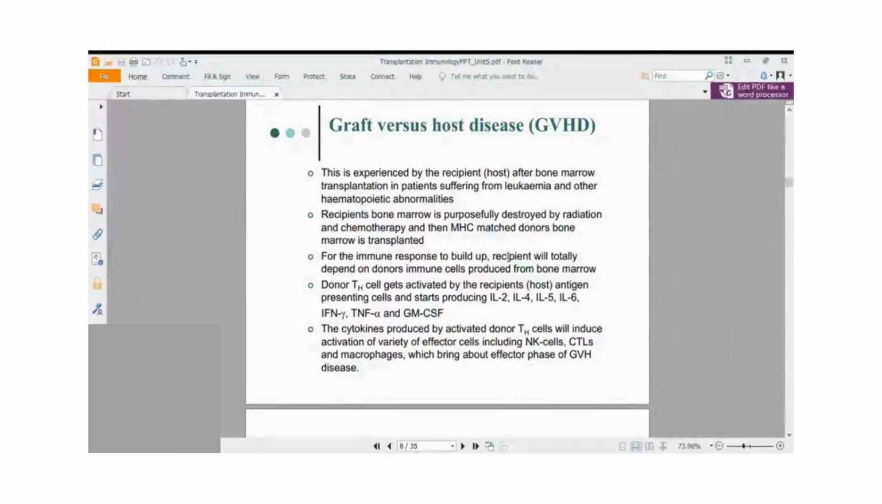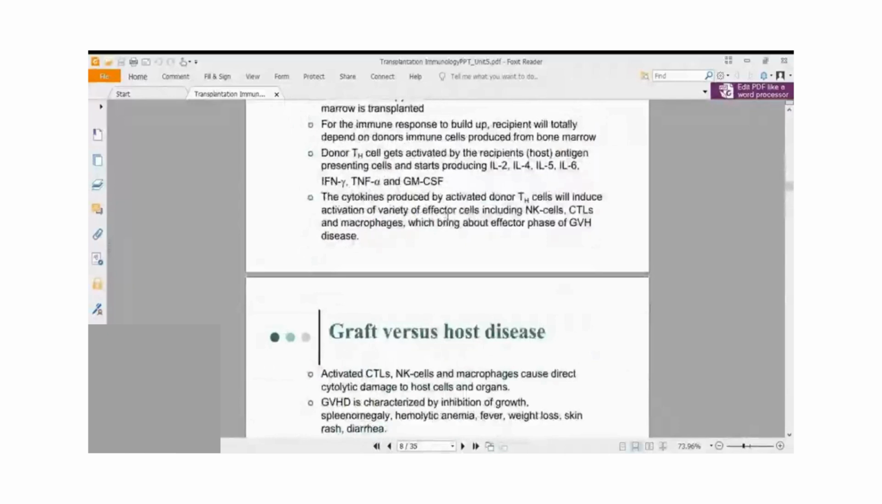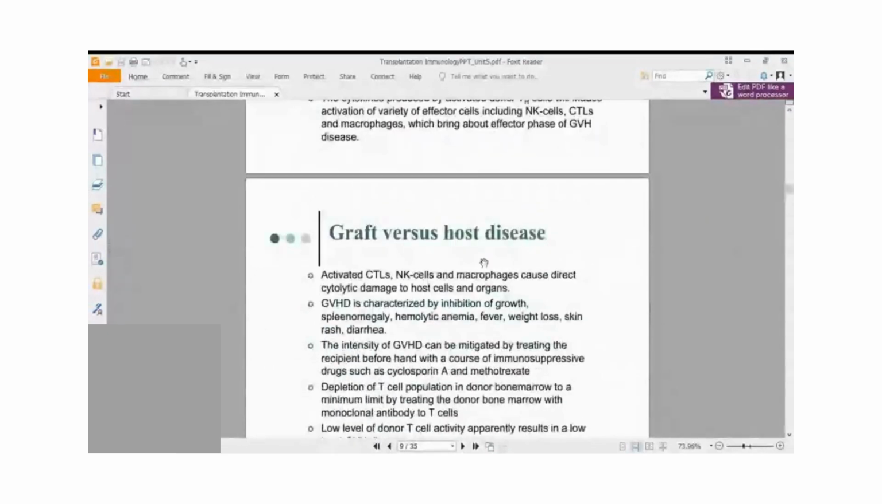At the same time, when they are secreting the cytokines, the other cells of the bone marrow origin, like CD8 T cells, as well as NK cells, will not keep quiet. They will also get activated against the recipient's antigen. And they will mount the graft versus host immune response. That immune response which is mounted by the donor bone marrow, graft versus host disease, will in fact cause destruction of the organs of the host.